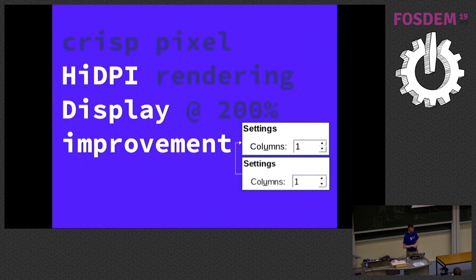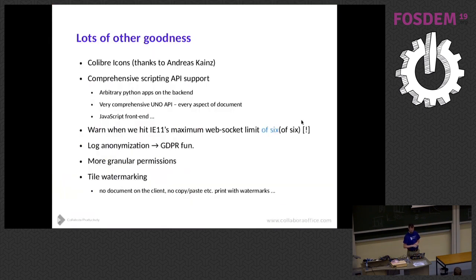High DPI rendering for all of those people with more pixels than cents and a faster GPU than they need. So that's kind of cool. What else? Lots of other stuff. Big scripting API work. We hit Internet Explorer's WebSocket limit of six WebSockets, which should be enough for anyone, shouldn't it? 640K is enough for everyone. Six WebSockets. Anyway, so it now tells you you're using a lame browser and to find the obscure setting.